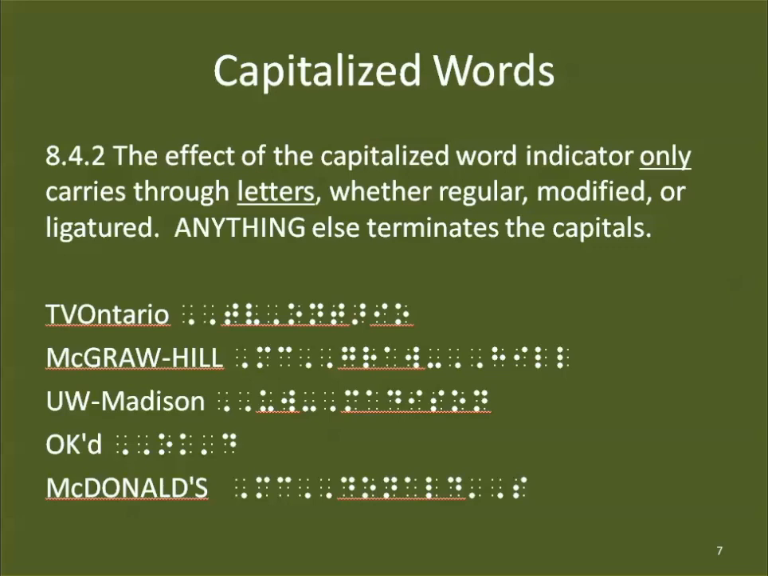McGraw-Hill, we have capital M, C is lowercase. Then we have the capital word indicator there, 2 cells of .6, GRA, and then we have a hyphen. That's not a letter, so it terminates capitals mode, so we have to start it up again for Hill. That's different than what we had before. Before, a hyphen didn't terminate capitals mode, we could just keep carrying on. But in UEB, anything other than a letter is going to terminate the capitals mode.